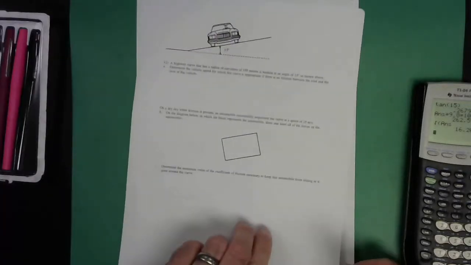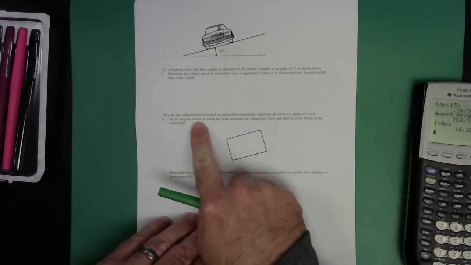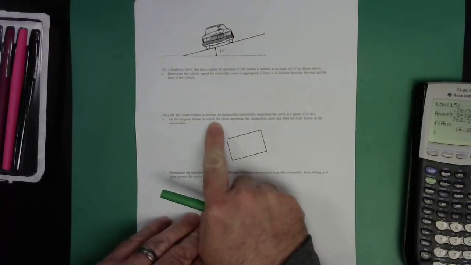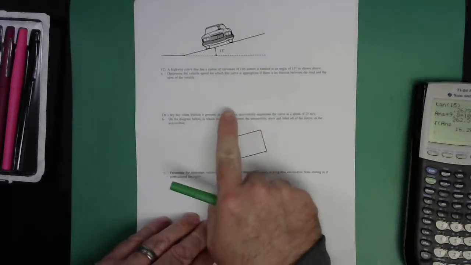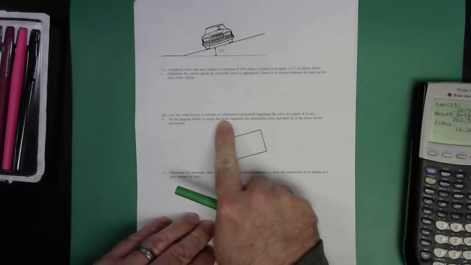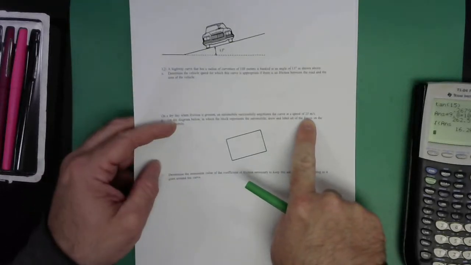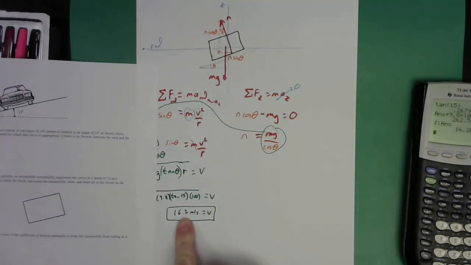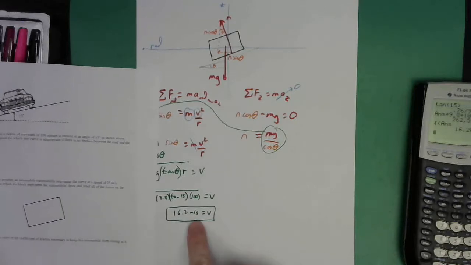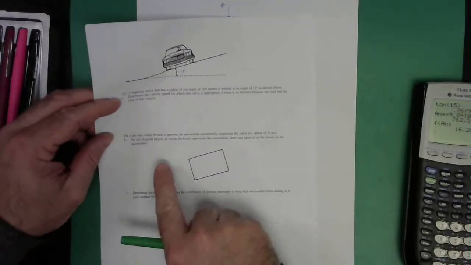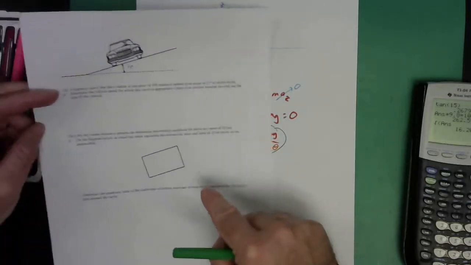The next part. They say, okay, on a dry day, when there is friction, right? That's why there wasn't friction here. It must have been icy or something. An automobile successfully negotiates the curve at this speed. You say, wait a minute, 25 meters per second. How does that compare? Well, that's faster than the design speed. So we're going faster than designed. So I'm definitely going to need some friction to hold me on the road.